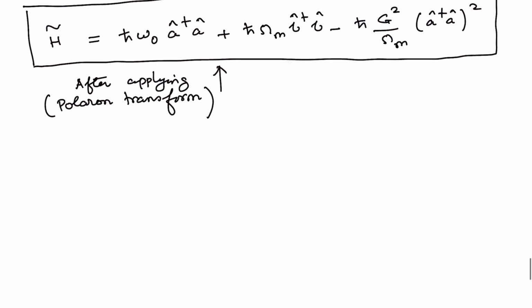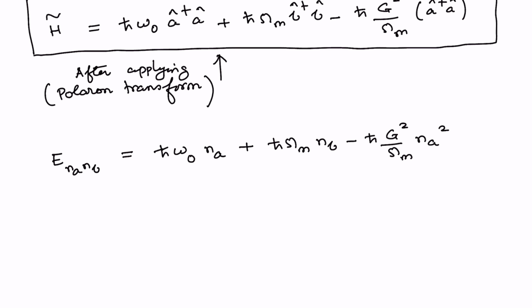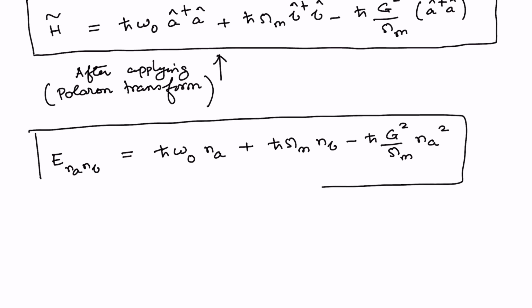From this, you can immediately get the energy eigenvalue. Very trivially, you will see the energy eigenvalue, say Na is the number of quanta in the cavity mode A, and Nb is the number of quanta in mode B. So you will get H per omega 0 Na, the energy of the optical mode, plus H per omega M Nb, the energy in the mechanical mode, minus H per Z square by capital omega M Na square. So this is very significant, and it clearly shows one thing.